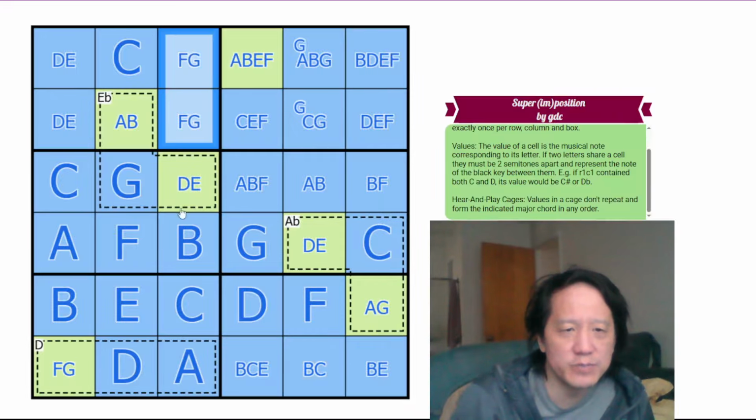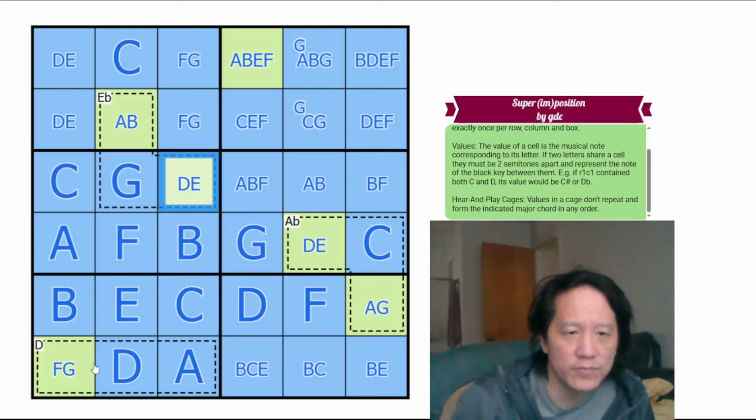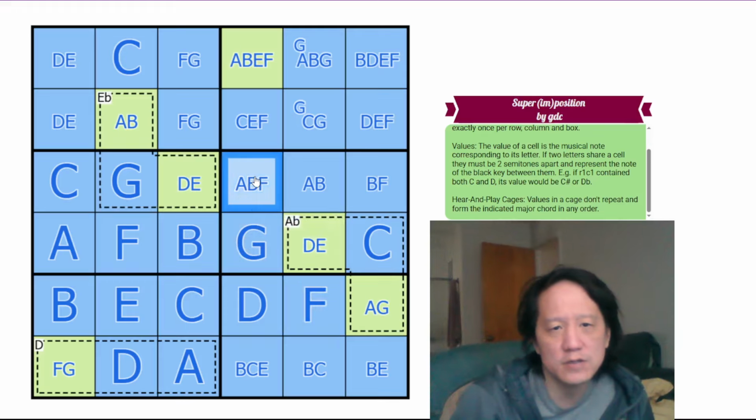This is an FG pair. So B flat, which is between A and B. E flat, which is between D and E. F sharp, which is between F and G. A flat, which is between A and G. E flat, which is between D and E. But then how do we disambiguate this?